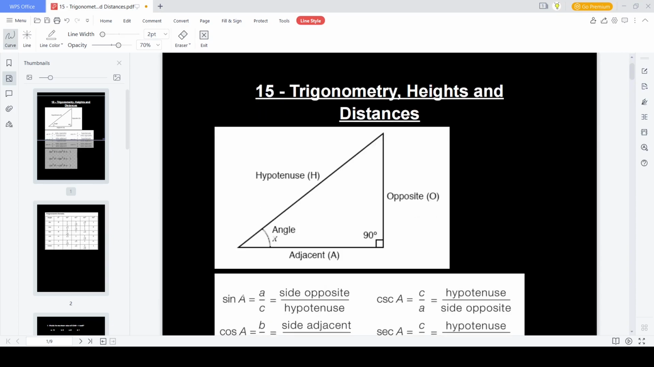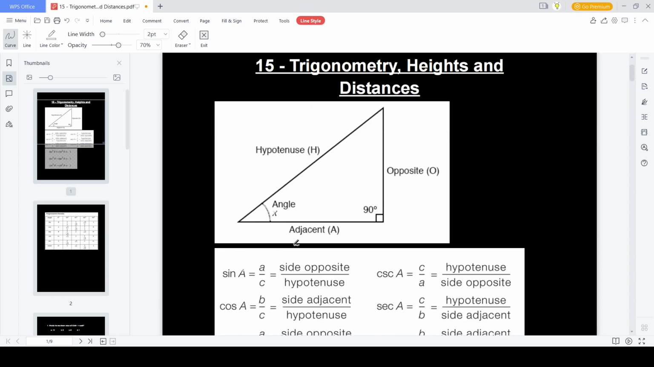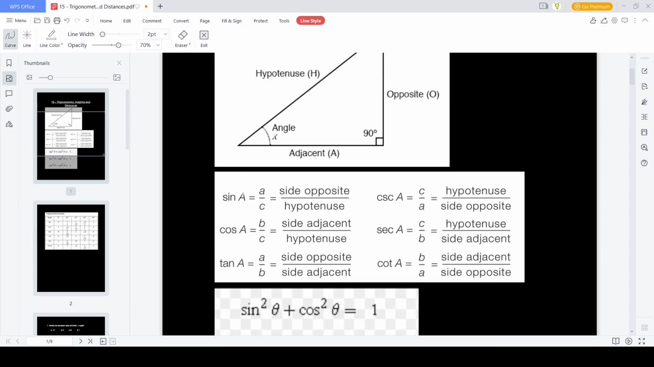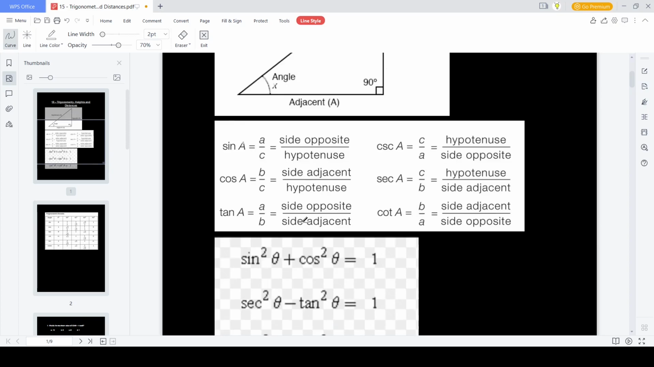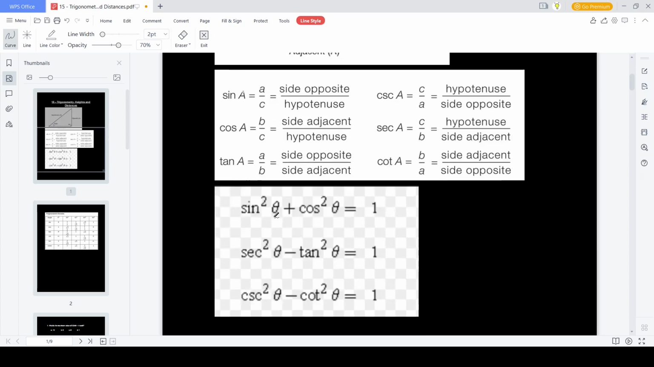This is the angle x. With respect to this, I can write sine A as the side opposite to it by the hypotenuse. Cos A is side adjacent to it by the hypotenuse. Similarly, tan A is side opposite by adjacent. Cot is inverse of tan. Secant is inverse of cos and cosecant is inverse of sine. Okay, there is one property that sine square plus cos square equal to 1.